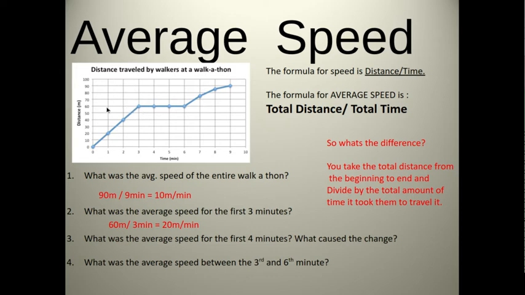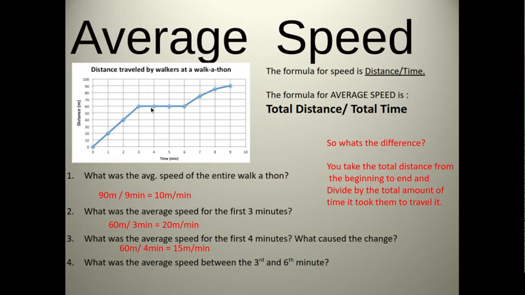Well, let's look at the distance. At 4 minutes, the walker was still at the 60 meter mark, represented by that dot there. So what was the average speed after 4 minutes? 60 meters divided by 4 minutes gives us an average speed of 15 meters per minute. Well, after 3 minutes, it was 20 meters per minute. Now, after 4 minutes, the speed went down. It decreased. Why?